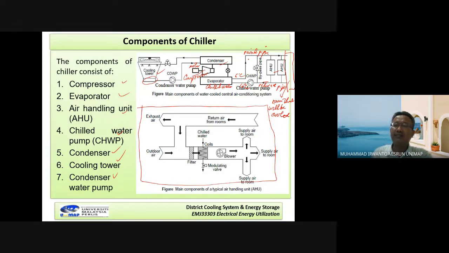The pipe enters this air handling unit. I read again, the riser pipe enters here. And then the main components of this air handling unit consist of the first filter, cool coil and blower. The chill water with a temperature of around 6 degrees Celsius enters here.